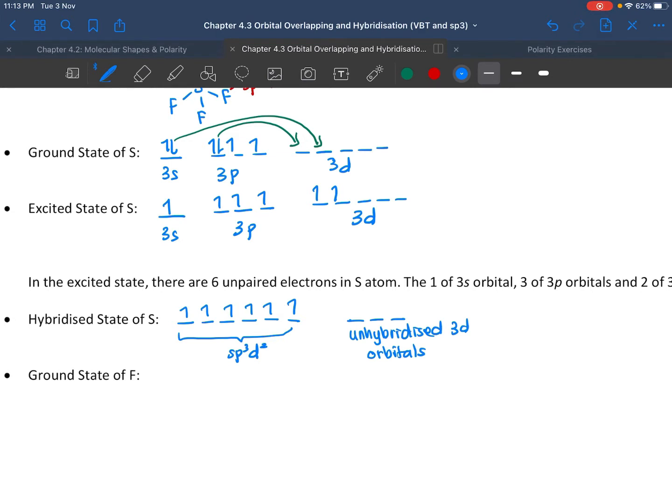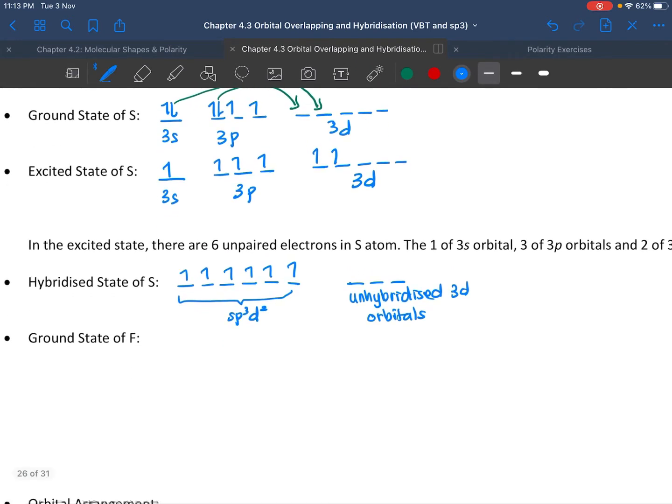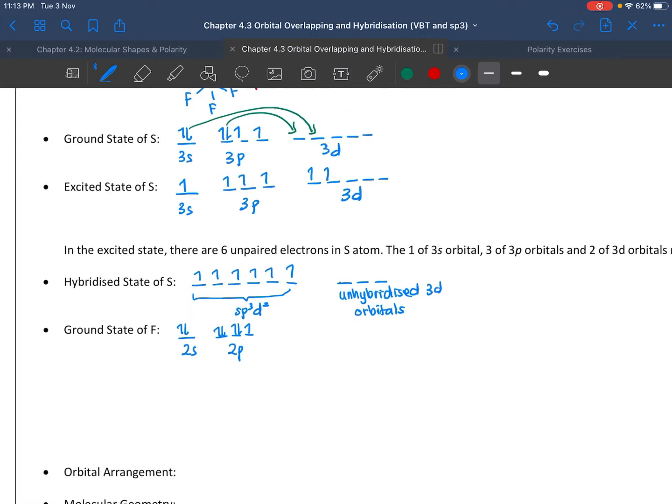And then next one, ground state for fluorine. Okay, so fluorine we don't have to hybrid dia. Okay, tak perlu hybrid, so kita buat ground state sahaja. Fluorine dia berada pada period 2 dan 7 valence elektron. So 2s2, 2p5. Okay, so ini kalau siapa yang tak tahu, kena tulis electronic configuration yang full. Okay, so settle.